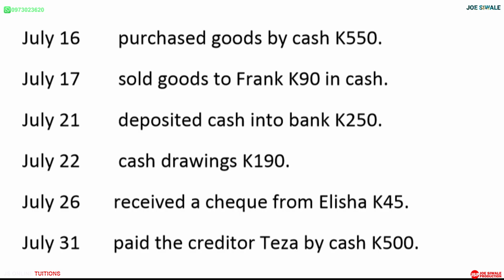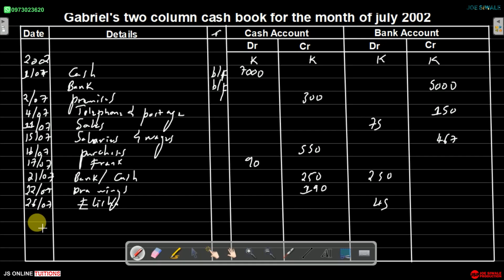Then on the 31st of July, paid the creditor Teza by cash amounting to 500 kwacha. This type of transaction is taking money out of the business, and since we paid by cash, that means that we are supposed to credit the cash account. So 31st of July, we're going to say Teza, and we'll credit that amount.